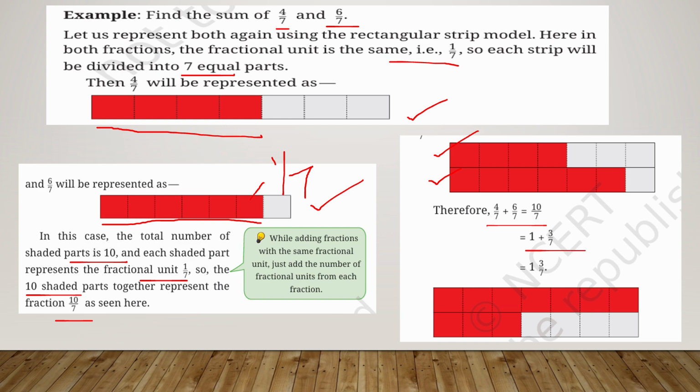This is equal to 1 plus 3 by 7. We can divide 4 by 7 as 3 by 7 plus 1 by 7. So, 1 by 7 plus 6 by 7 is 7 by 7. 7 by 7 is 1. Then plus 3 by 7. So, 1, 3 by 7.